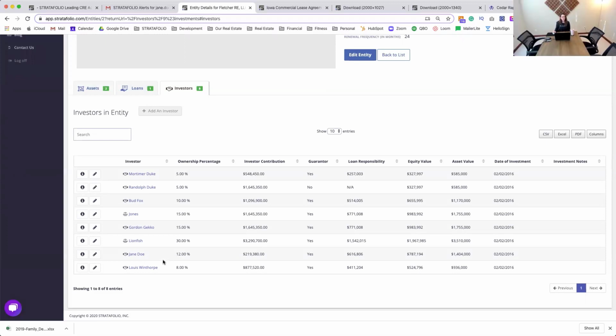Cool. Got it. And so what's the difference between, if we look at investors here, the handshake versus the scale? So like Bud Fox versus Jones, how are those different? Yeah, good question. The Bud Fox here, the hands, that is an individual investor. That's an individual person. Jones here is an entity investor. So it could be another company investing in another company, which is very common in real estate.